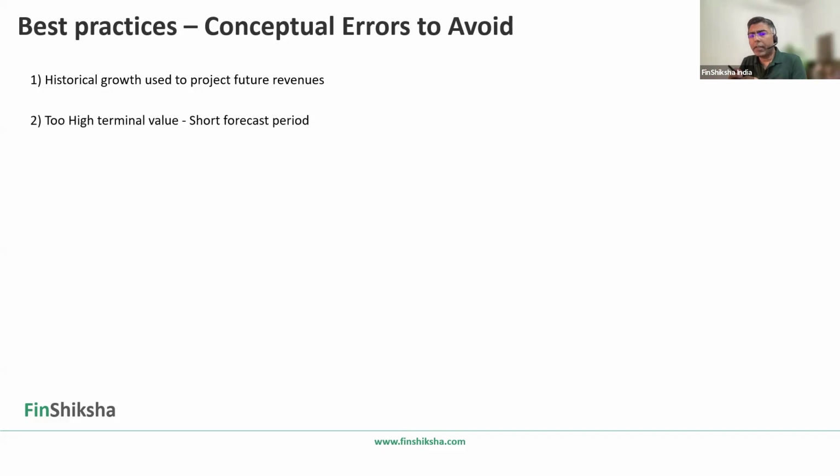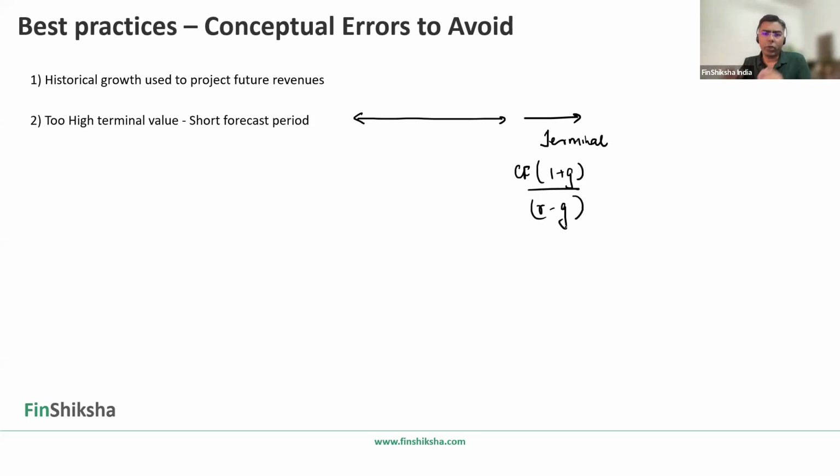Problem two is when you're modeling and you're doing a DCF exercise. Typically, a DCF has a projection period where you're explicitly projecting, and then everything after that goes into the terminal value. I won't get into the calculations at this point, but broadly, the terminal value depends on last year's cash flow into a certain growth rate divided by cost of capital minus that growth rate. That's the formula. So if you do not forecast for a fair enough period, then the terminal value becomes a very large component of your overall value.